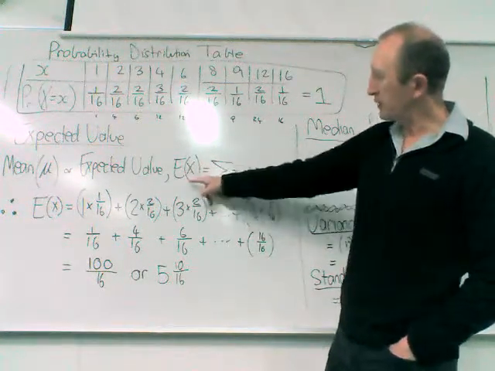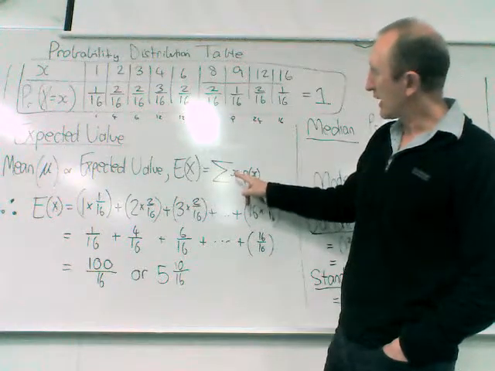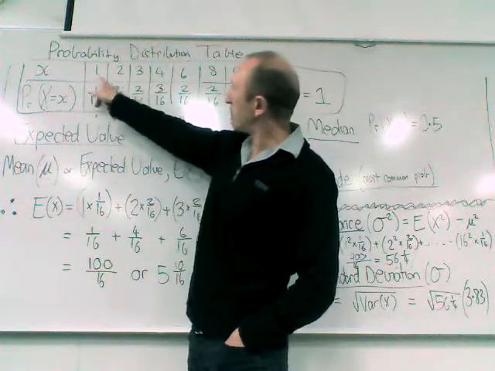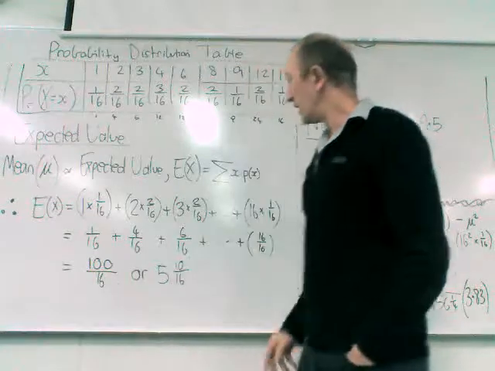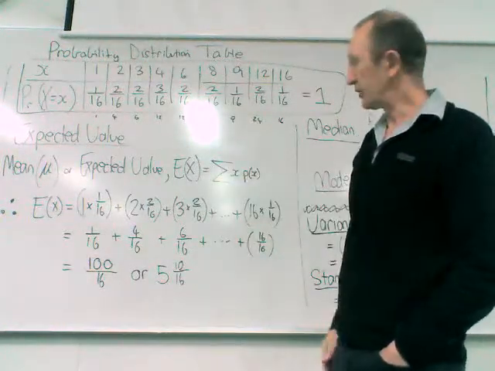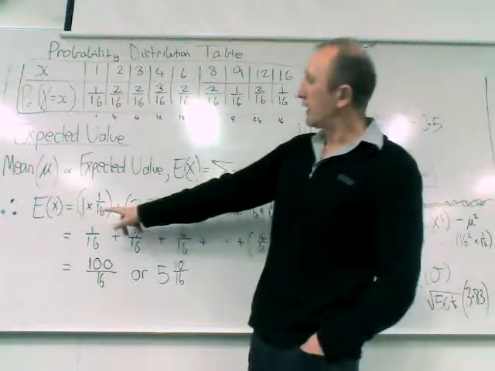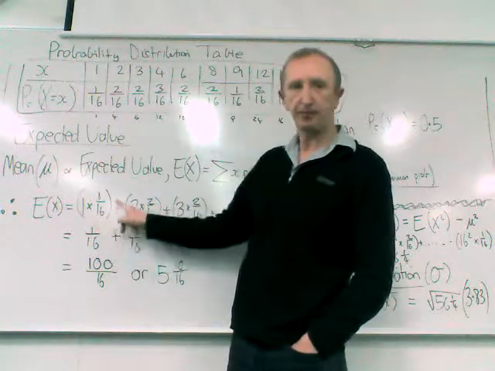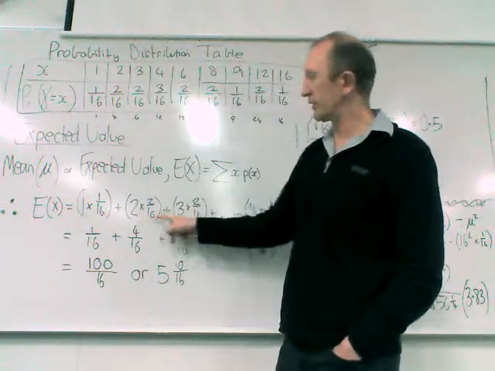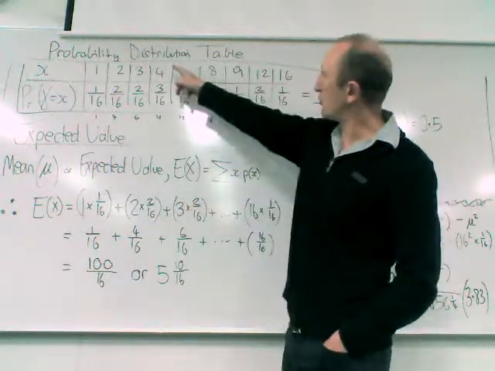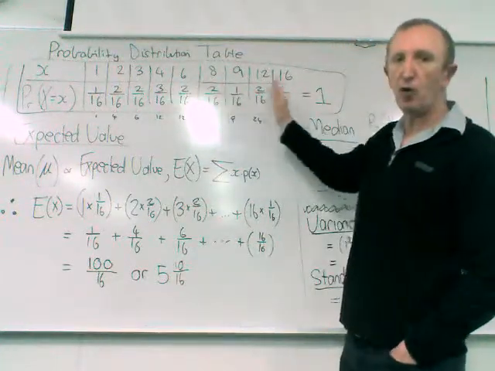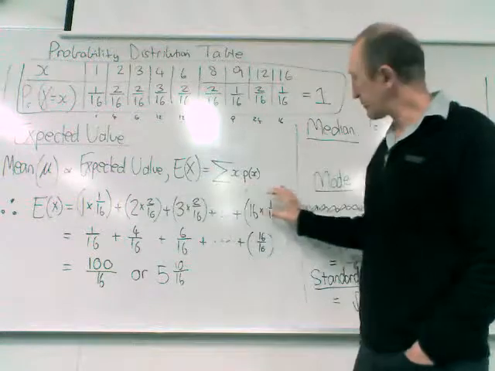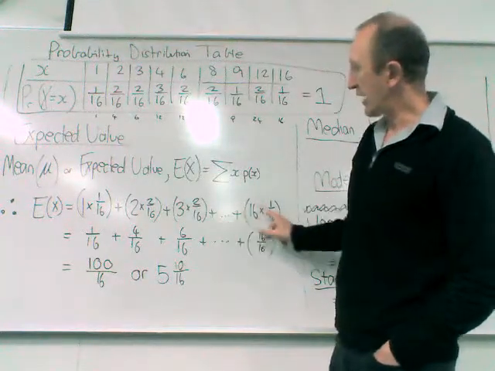All it's saying is that to calculate the expected value, we take every outcome and multiply it by its probability. So for example, we take the outcome of 1 and we multiply it by its probability, 1 times 1 over 16. That's all we do. We take the sum. That's the sigma symbol. So for expected value for this particular example, we take 1 times 1 over 16, 2 times 2 over 16, 3 times 2 over 16, 4 times 3 over 16. Continue for all the different outcomes all the way through the table. So I haven't written all the calculations there, but basically that's it. And then we just add them all up.